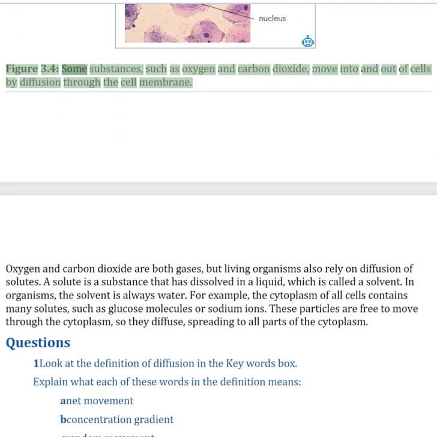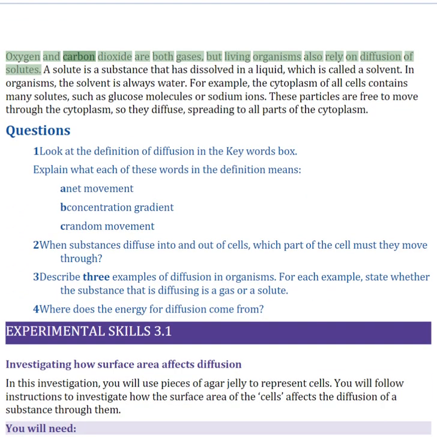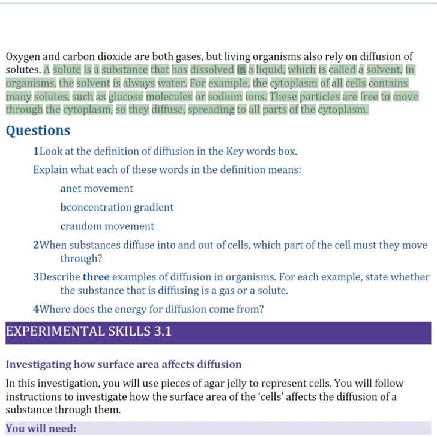Figure 3.4. Some substances, such as oxygen and carbon dioxide, move into and out of cells by diffusion through the cell membrane. Oxygen and carbon dioxide are both gases, but living organisms also rely on diffusion of solutes. A solute is a substance that has dissolved in a liquid, which is called a solvent. In organisms, the solvent is always water. For example, the cytoplasm of all cells contains many solutes, such as glucose molecules or sodium ions.